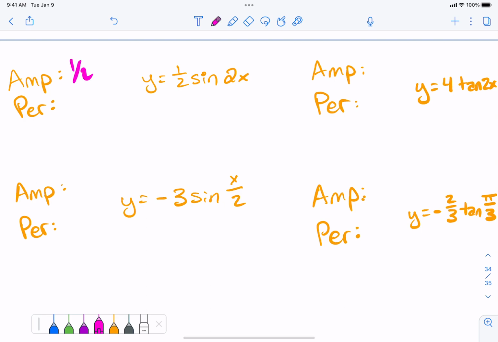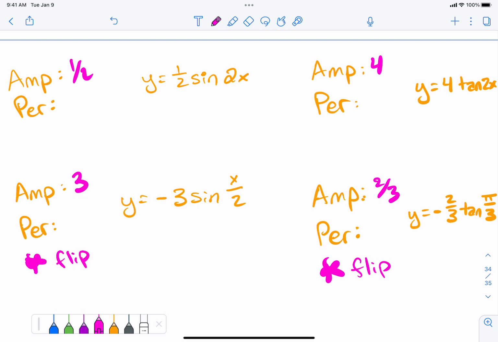Alright, amplitudes: 1/2, amplitude is 3. If you put negative 3, you're wrong. Did you hear me? Don't put amplitude as a negative. This one's 4, this one's 2/3. Okay? I'm gonna put a star here and here and say that he's flipped. You didn't have to put that, but that's what the graph is gonna look like.